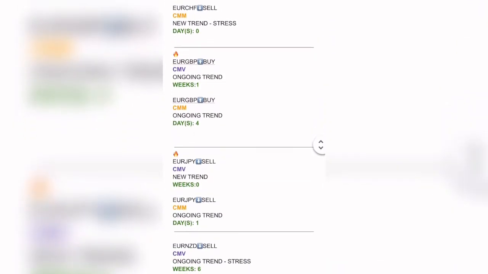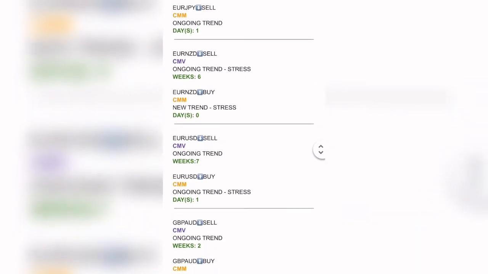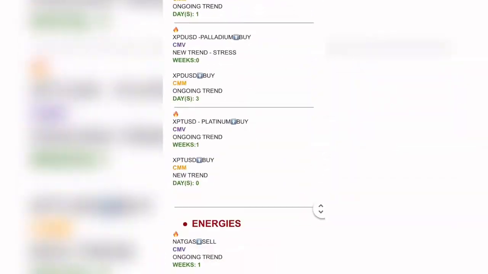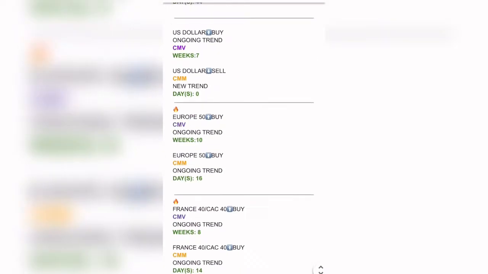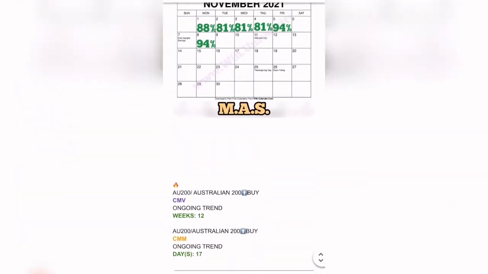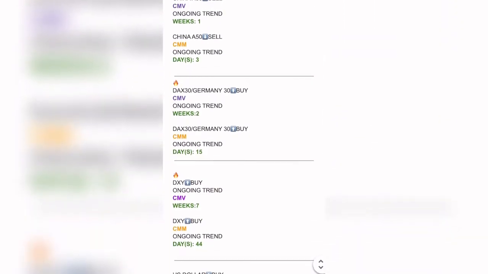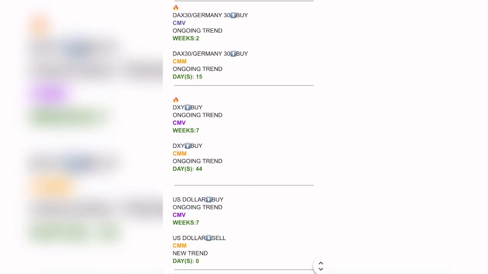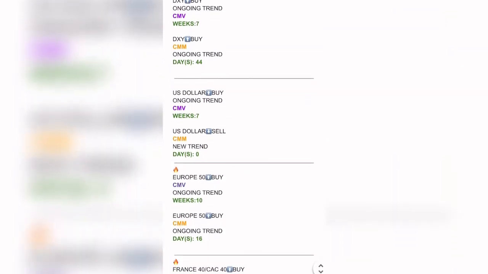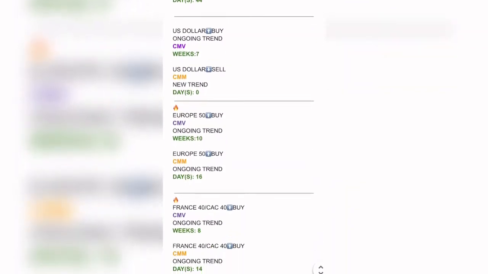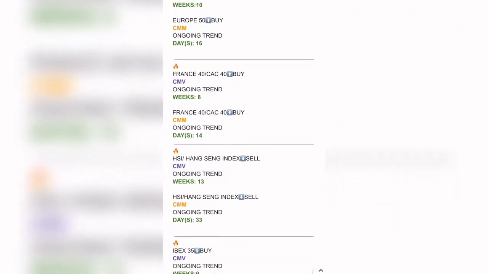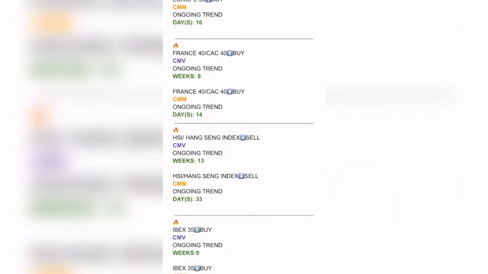Now you'll see a lot of these are very new, and that's because we just went through a market shift. If you go to an asset that's more consistent in nature, like the indices, you'll see the trends are way longer than Forex currency pairs. Like the dollar here, DXY at 44 days, things like that, 10 weeks, 14 days, 33 days on another one here.